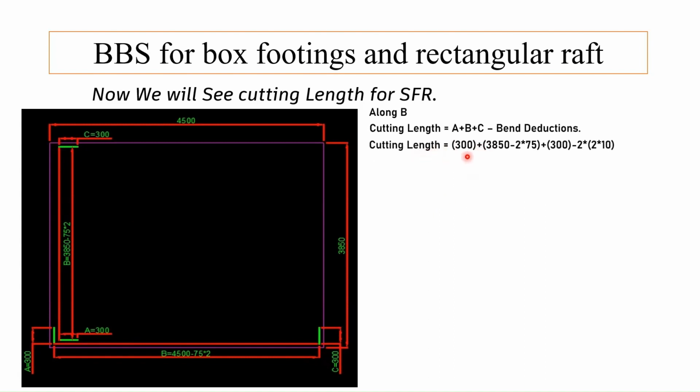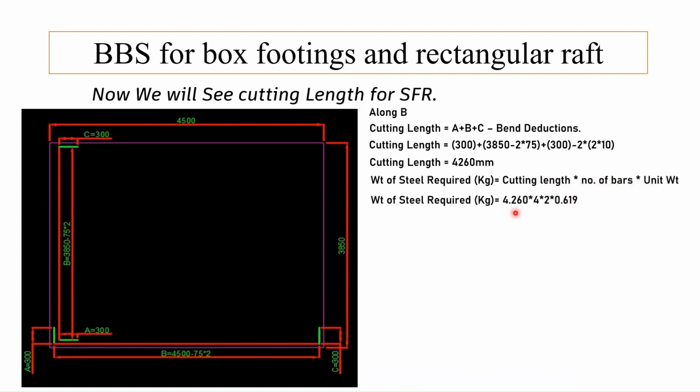So first, along B, cutting length is A plus B plus C minus bend deductions. So cutting length will come as 300 plus 3850 minus 2 into 75 plus 300 minus 2 into 2 into 10. So cutting length is 4260. Weight of steel required, cutting length into number of bars into unit weight, and weight of steel required 4.26. This is our cutting length.